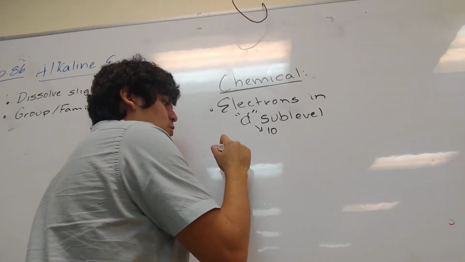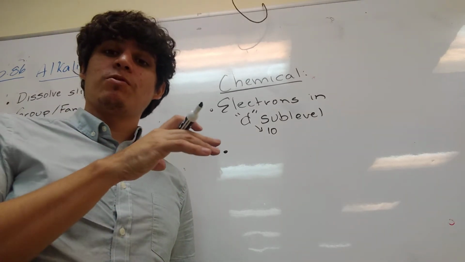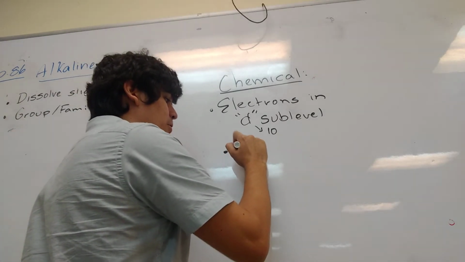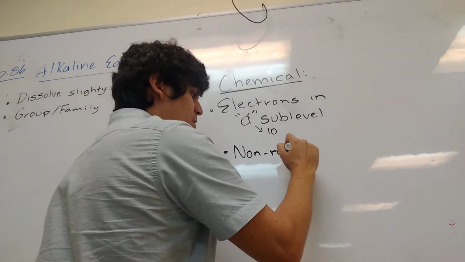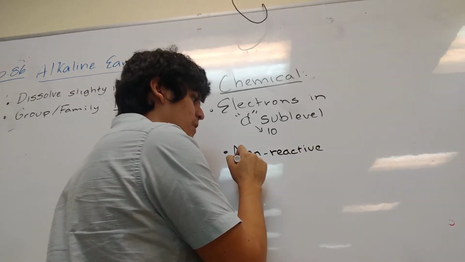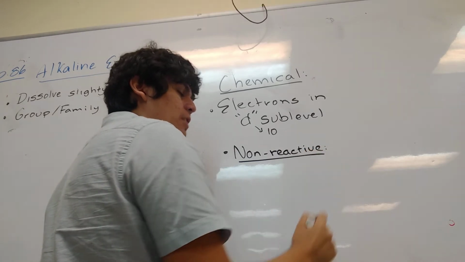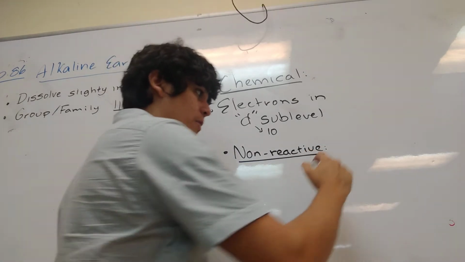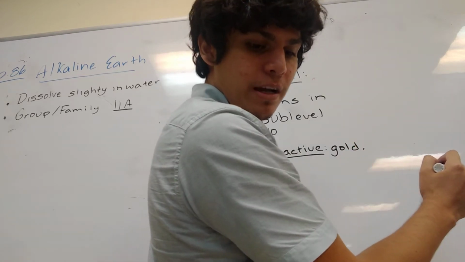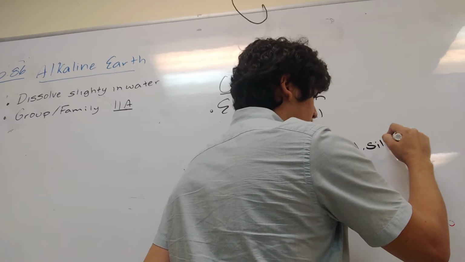Now, because they're in the d sublevel, you have a bunch of different chemical properties that attribute themselves to these transition metals. For instance, you have some that are non-reactive. Now that means that they don't easily react with catalysts, either in the atmosphere or an introduced catalyst, okay? And some great examples of that are gold, right? And then you have silver, platinum, and chromium.